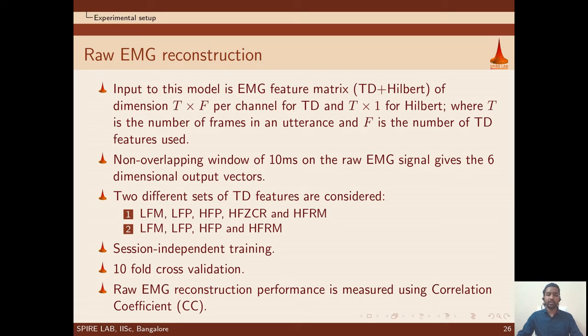We use two different TD feature configurations in this work. First is the LFM, LFP, HFP, HFZCR and HFRM, and the second configuration is excluding the HFZCR. We do a session independent training in this case, and we then do a tenfold cross validation. The performance of the Raw EMG reconstruction model is also measured using the correlation coefficient.